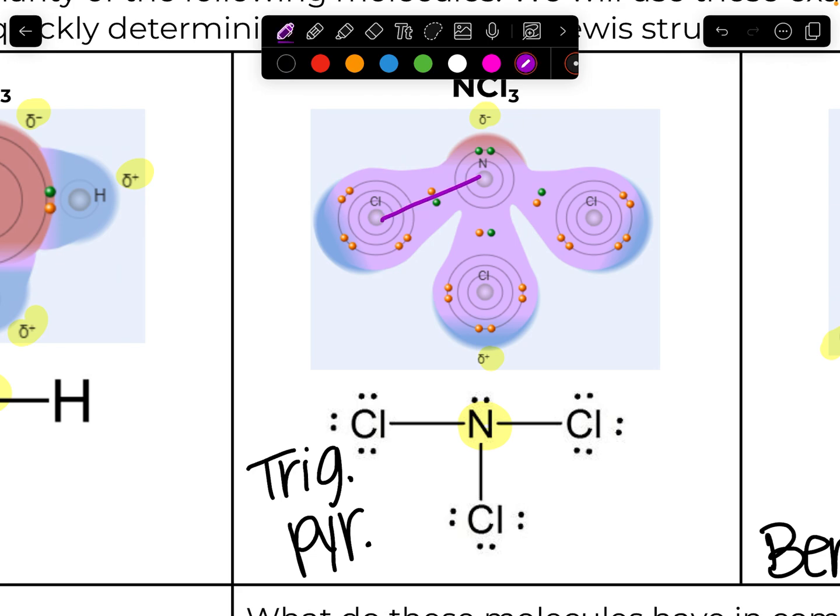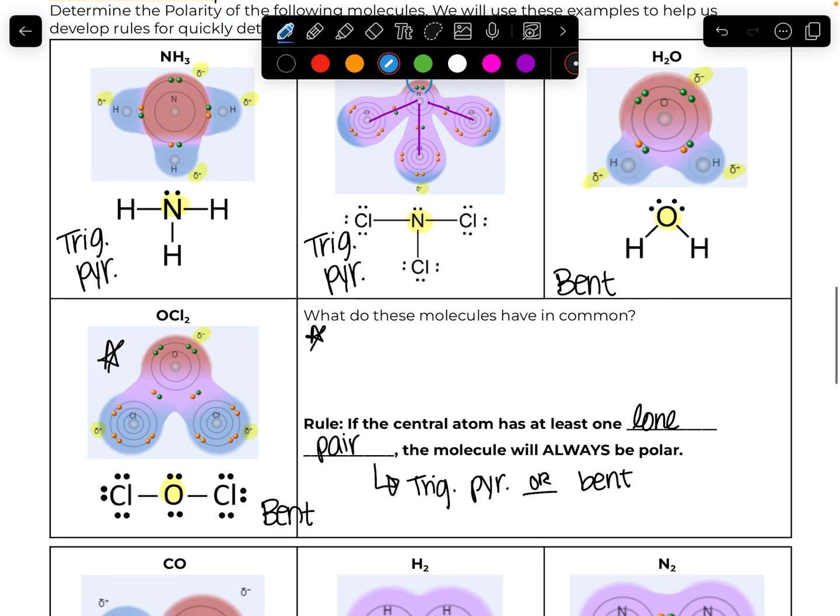So the bonds holding this molecule together are not polar, but the molecule is. The molecule is because of the lone pair on top of nitrogen. Because of its geometry, this thing is polar as a molecule. So remember, bond polarity and molecular polarity don't necessarily have to do with each other. You can have non-polar bonds but a polar molecule, and vice versa. So you have to check both, or you have to develop your patterns in polarity, which we're doing right now.